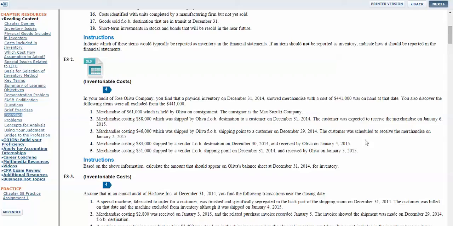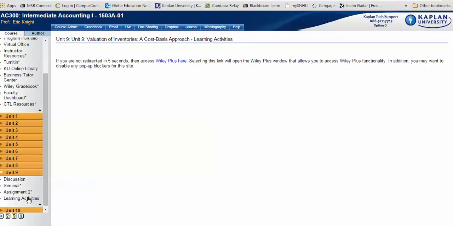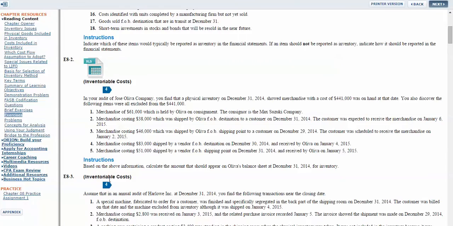Okay, let's do exercise 8-12. With this problem, first of all, here's how I got to this information. Exercise 8-12, I'll just show you this one time. Of course, this is in learning activities, so Unit 9, learning activities. And then you just go over here to exercises and it opens up. By the way, if you see this, that means there's a template. So if you went down to additional resources down here, you would find that template if you wanted it.